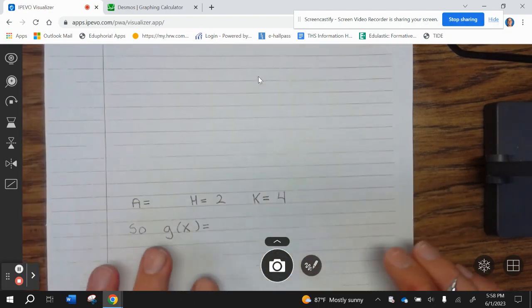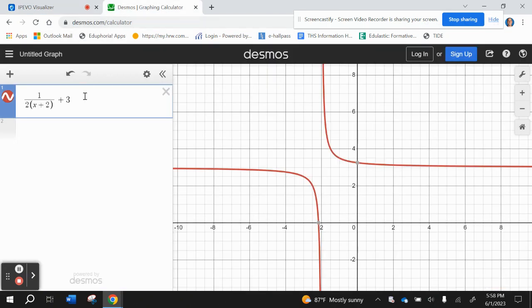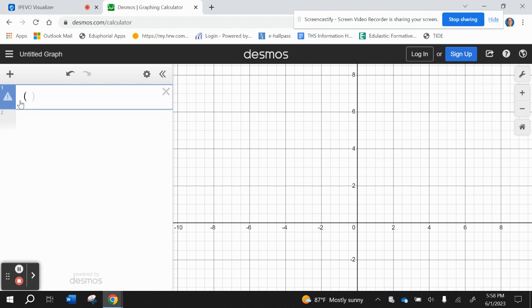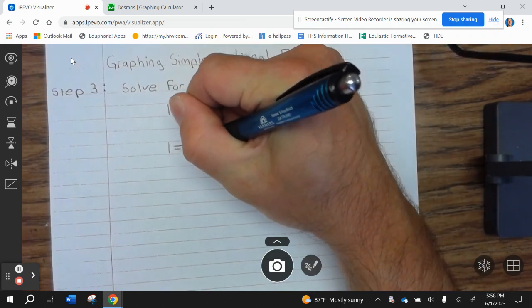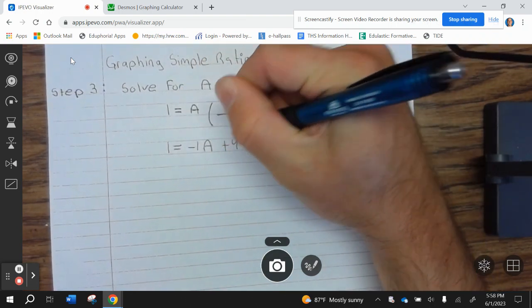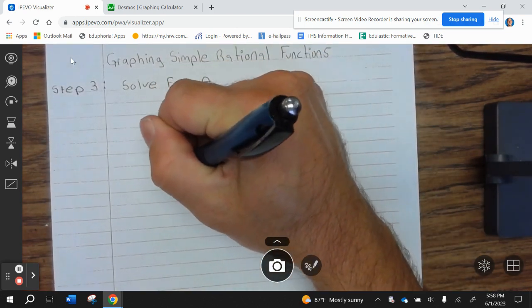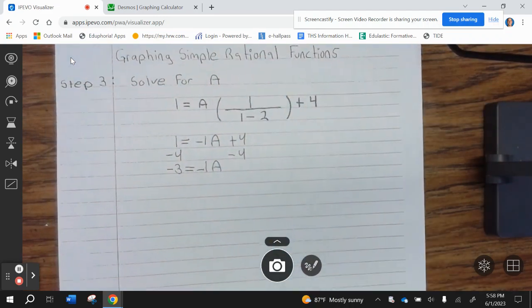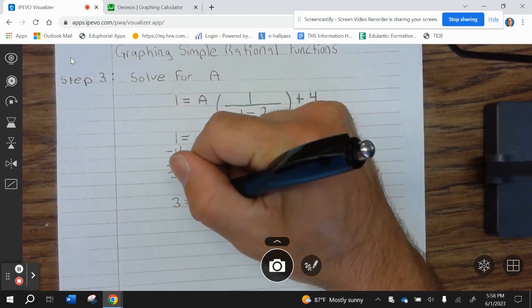So now we're going to solve for a. I think we can use this as a basic calculator. We'll see 1 divided by 1 minus 2 is negative 1. So that equals 1 equals, that's negative 1, so that's negative 1a plus 4. Subtract 4 from both sides. Get negative 3 equals negative 1a. Divide both sides by negative 1. 3 equals a.